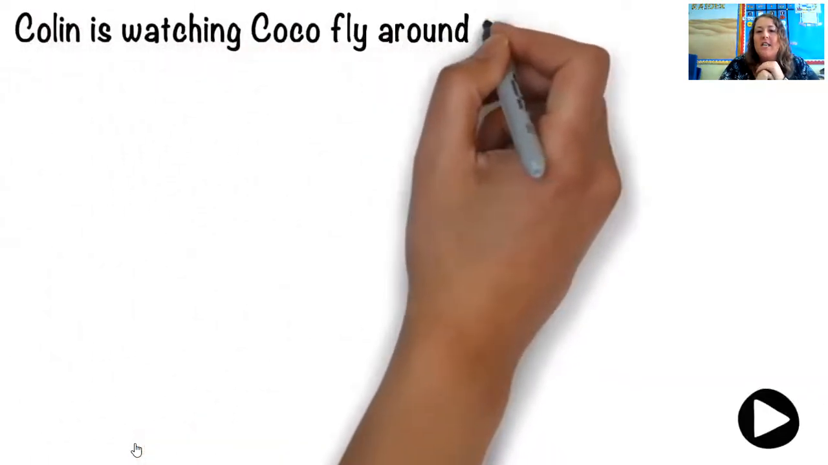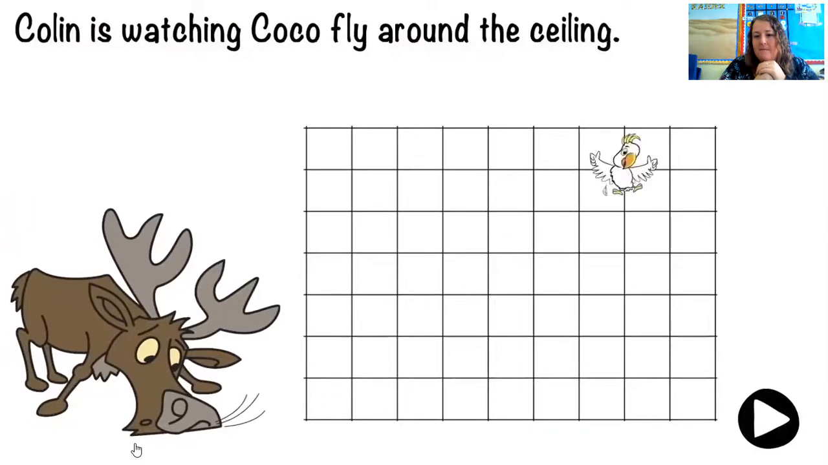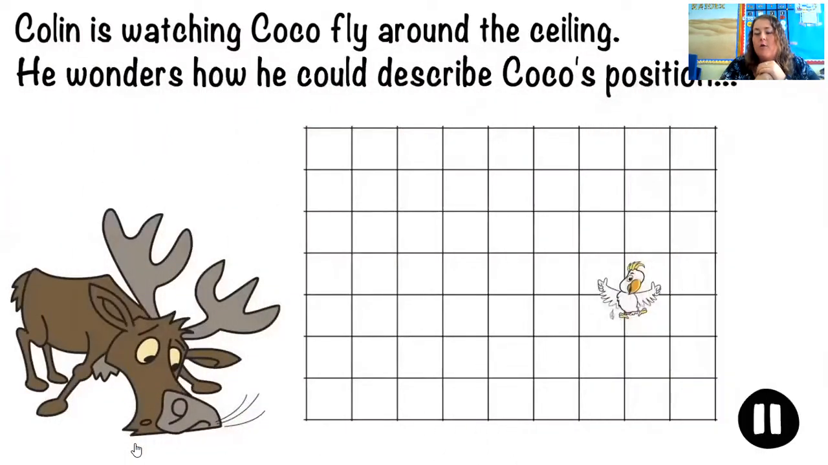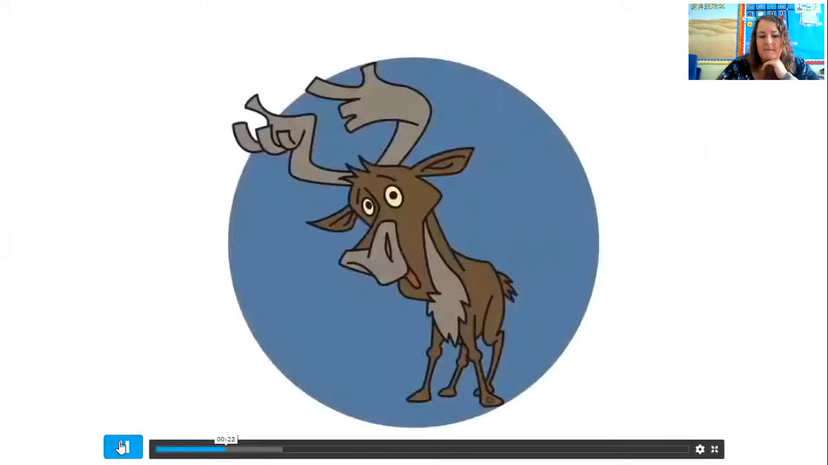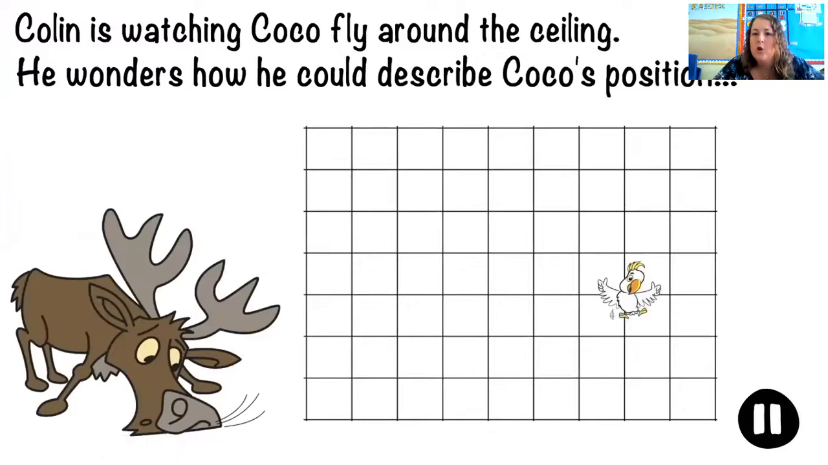So it says Colin is watching Coco fly around the ceiling. You can see him moving on the grid in lots of different ways there. He wonders how he could describe Coco's position. So let's go back and let's pause it on there. Have a look where Coco is at the moment. What could we do to describe that position?